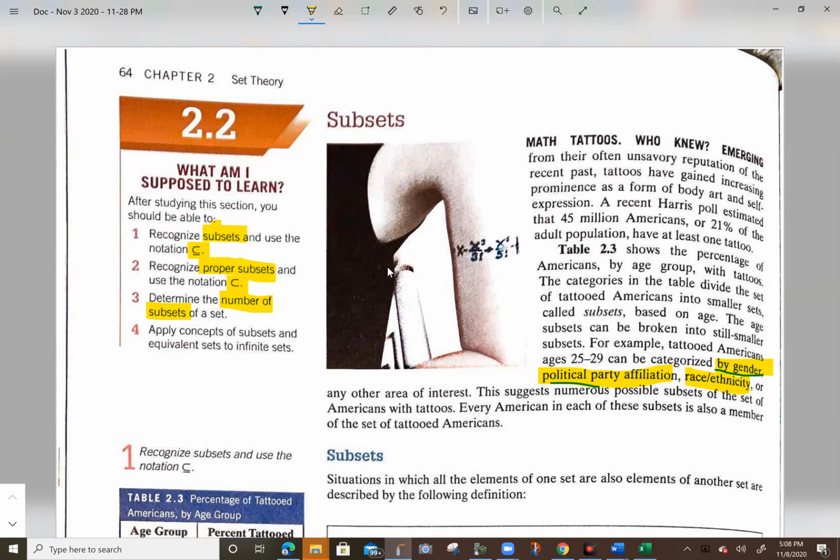So, you okay? So, math tattoos. Who knew?